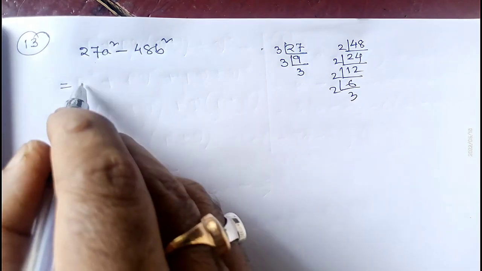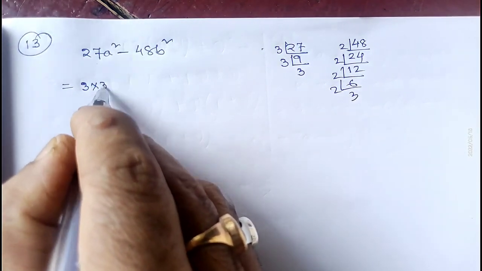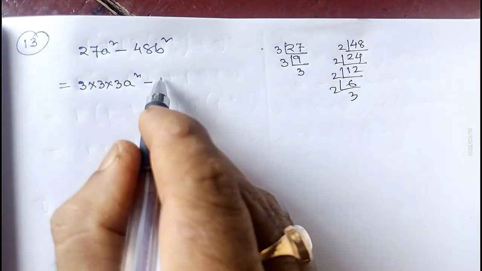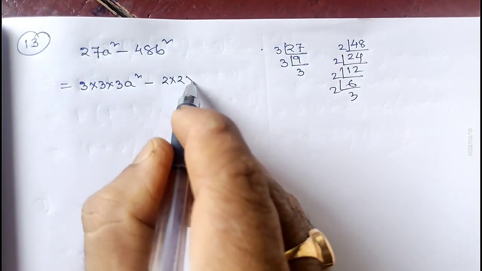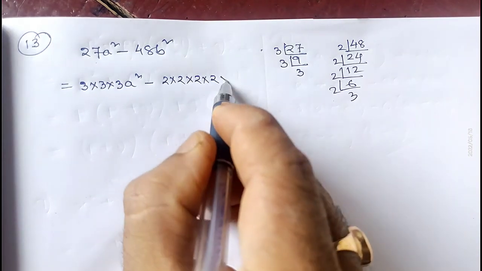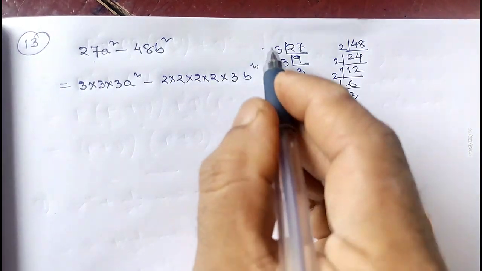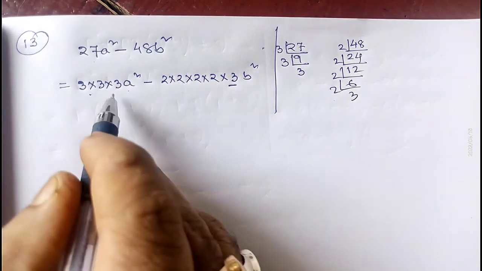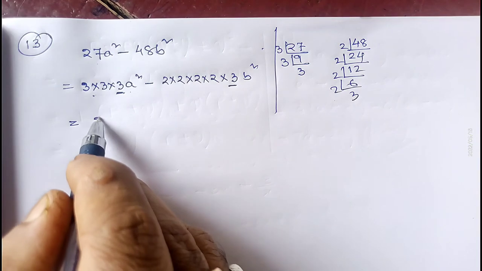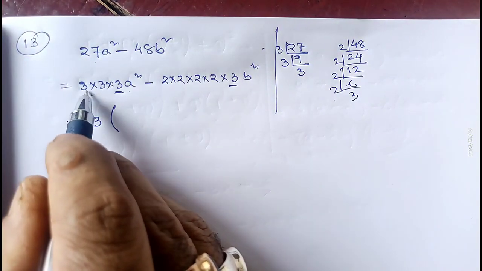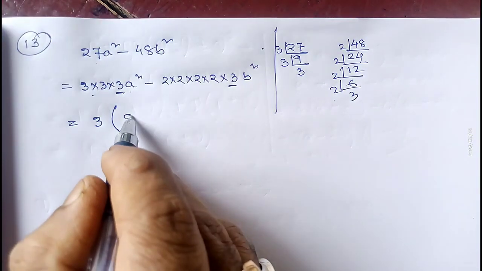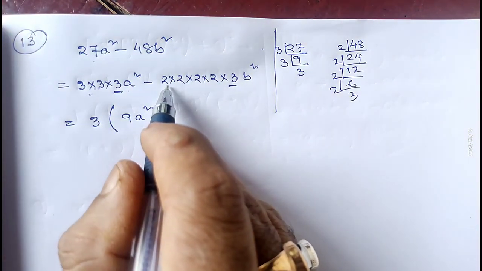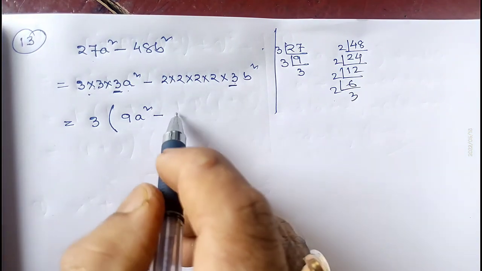Now 27 a square can be written as 3 into 3 into 3 a square minus 48 can be written as 2, 4 times 2 into 2 into 2 into 2 into 3 b square. Now, if you see first term and second term, here 3 is common. So 3 you can write here. So here it will be 3, 3 is 9 a square, 9 a square minus this 3 already we have taken common. So 2 to the 4, 4 to the 8, 8 to the 16 b square.